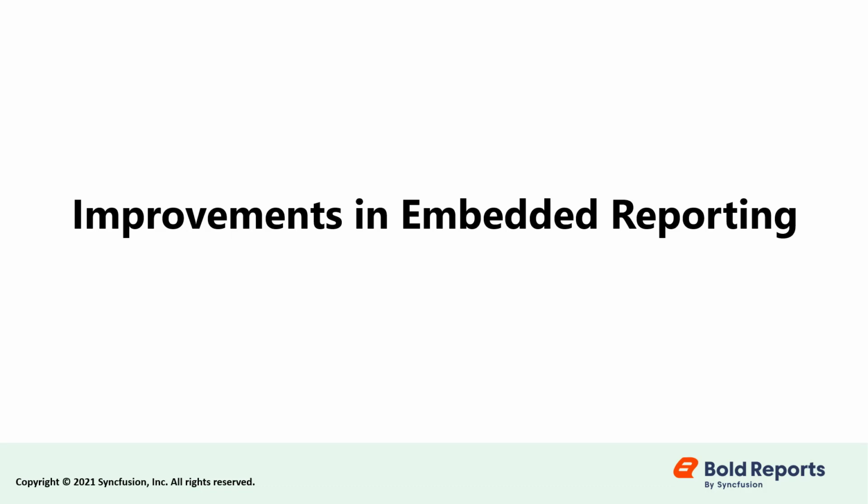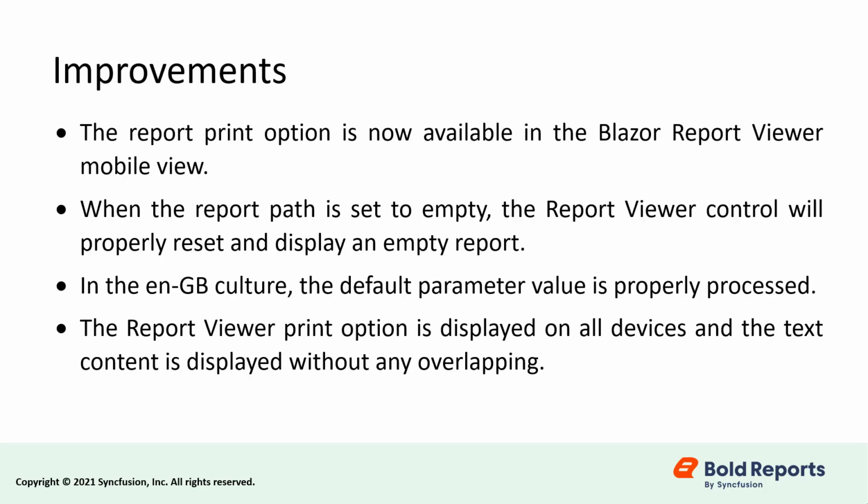Now let's look at some general improvements that apply across embedded reporting products. The Report Print option is now available in the Blazor Report Viewer mobile view. When the report path is set to empty, the Report Viewer control will properly reset and display an empty report. In the ENGB culture, the default parameter value is properly processed. The Report Viewer Print option is displayed on all devices, and the text content is displayed without any overlapping.